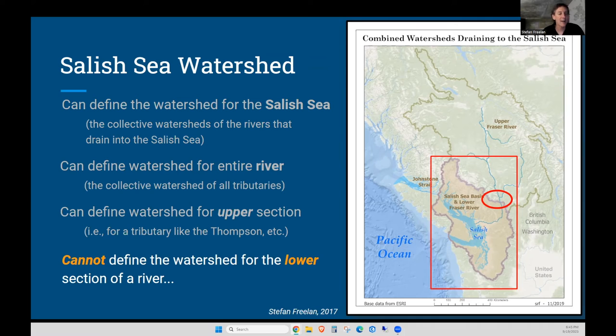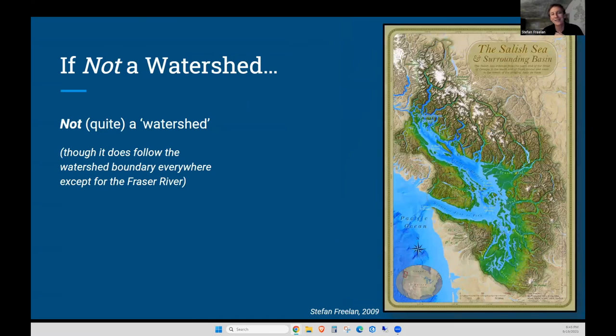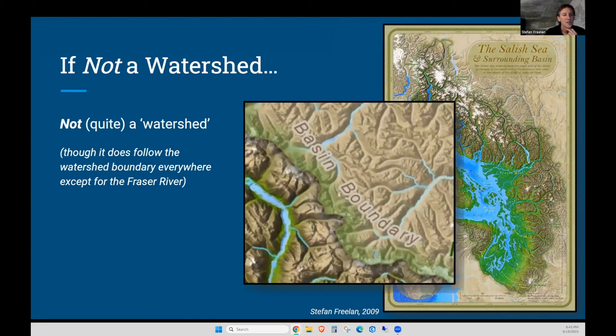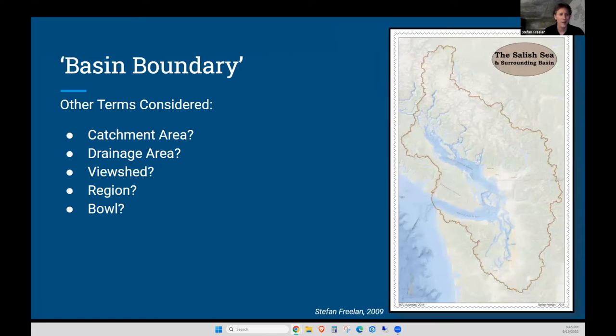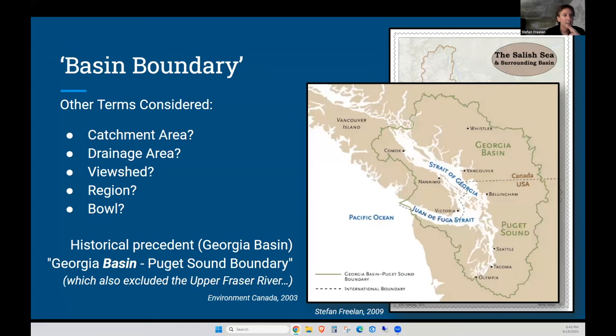And yet this is the map that I wanted to use. This is the focus, the story we wanted to tell. So if not a watershed, then what? Other than that Fraser River, it basically does follow the watershed everywhere else, right? It's just that there's this one major violation of a huge amount of water. We talked about a bunch of things: a catchment area, a drainage, a view shed, a region, a bowl. Yeah, we came up with basin boundary.